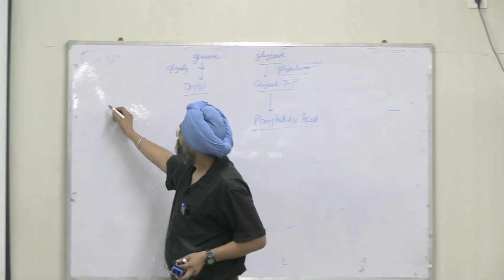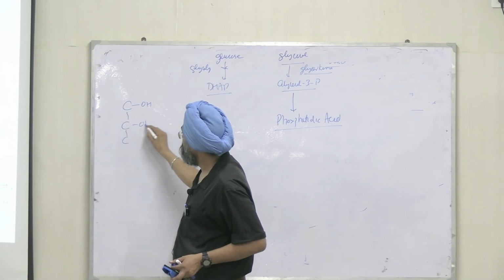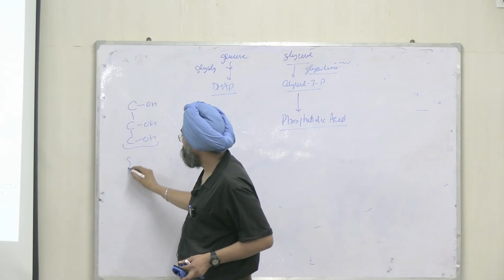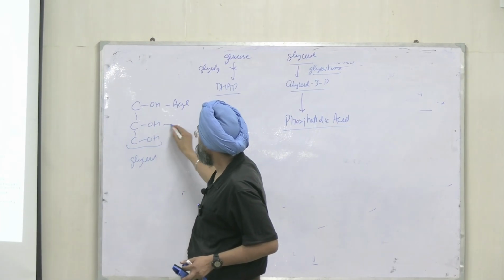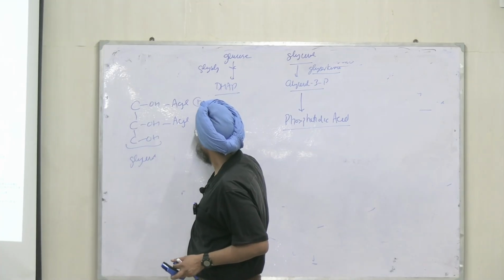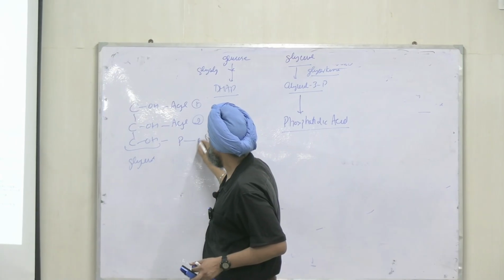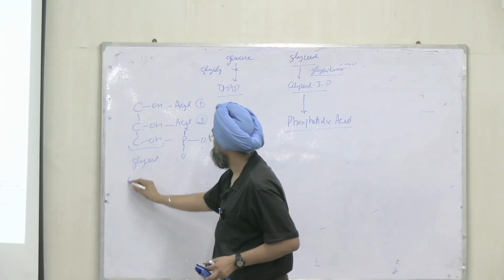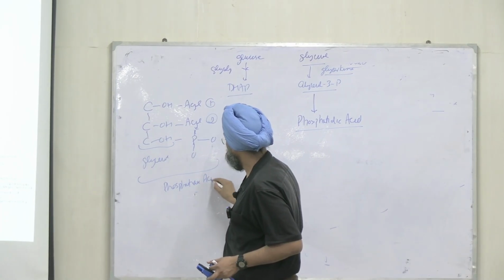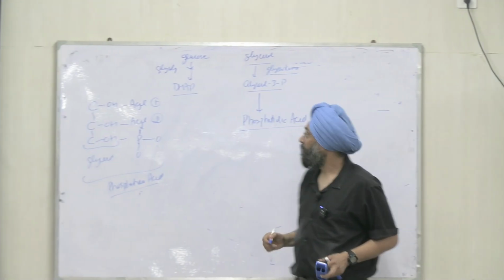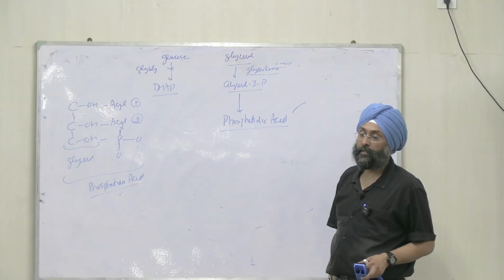I will draw it here. First we have 3 carbons, 3 O's are there. This molecule is glycerol. We attach one acyl group, we attach a second acyl group, 1, 2. This is our diacylglycerol. We attach a phosphate here, and it becomes our phosphatidic acid, right? Now we are here at phosphatidic acid. We will synthesize all the phospholipids from this, right?